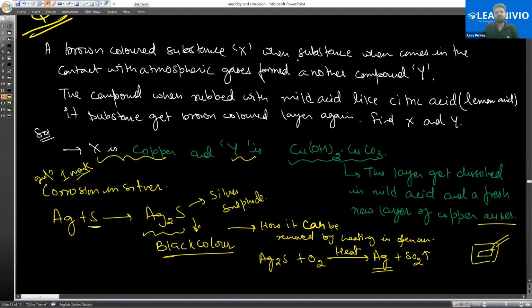A brown color substance X, when it comes in contact with atmospheric gases, forms another compound Y. The compound, when rubbed with mild acid like citric acid or lemon juice, the substance gets its brown layer again. What are X and Y?